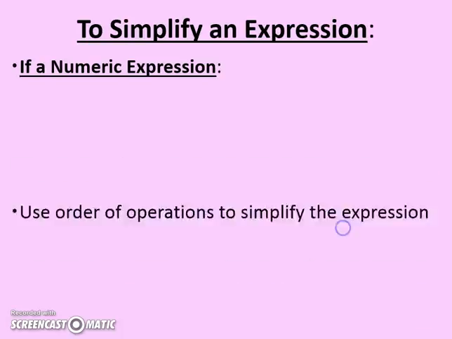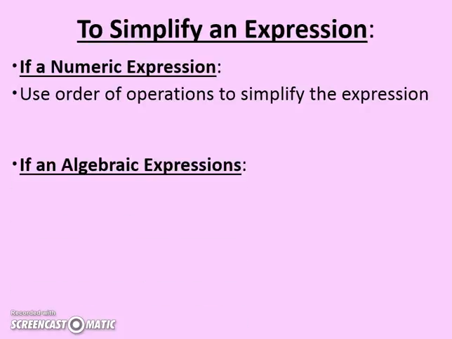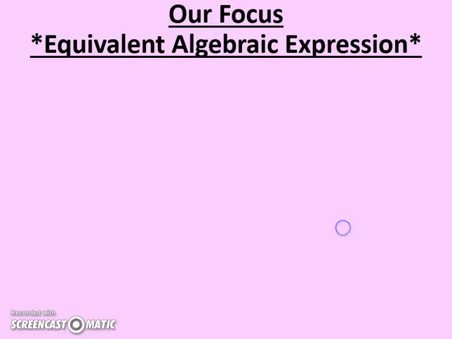To simplify an expression depends on what type of expression you're looking at. If it's a numeric expression, we use the order of operations to simplify the expression. Simplify grouping symbols first, then exponents, then multiplication and division from left to right, and addition and subtraction from left to right. If it's an algebraic expression, we combine like terms to simplify the expression, and that's what we're going to learn to do in today's lesson.